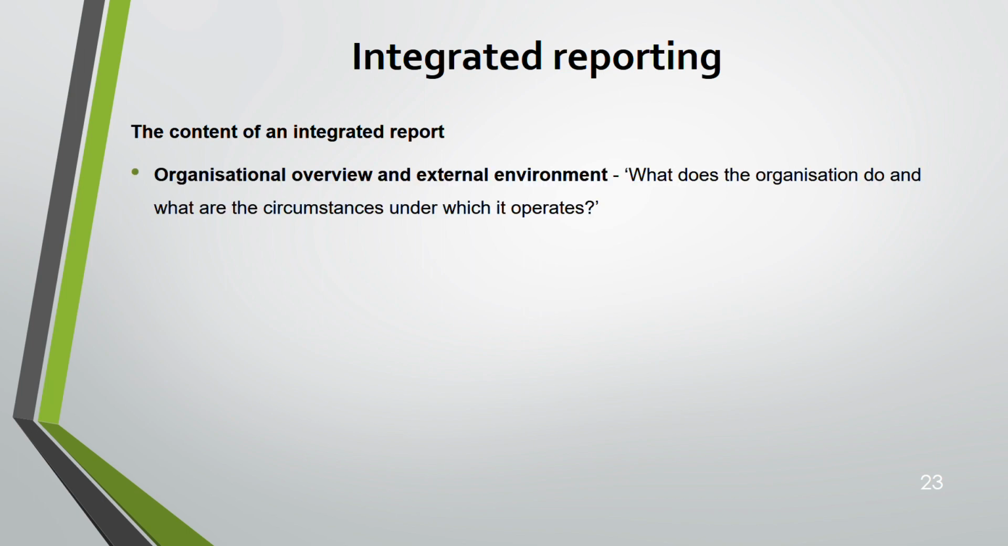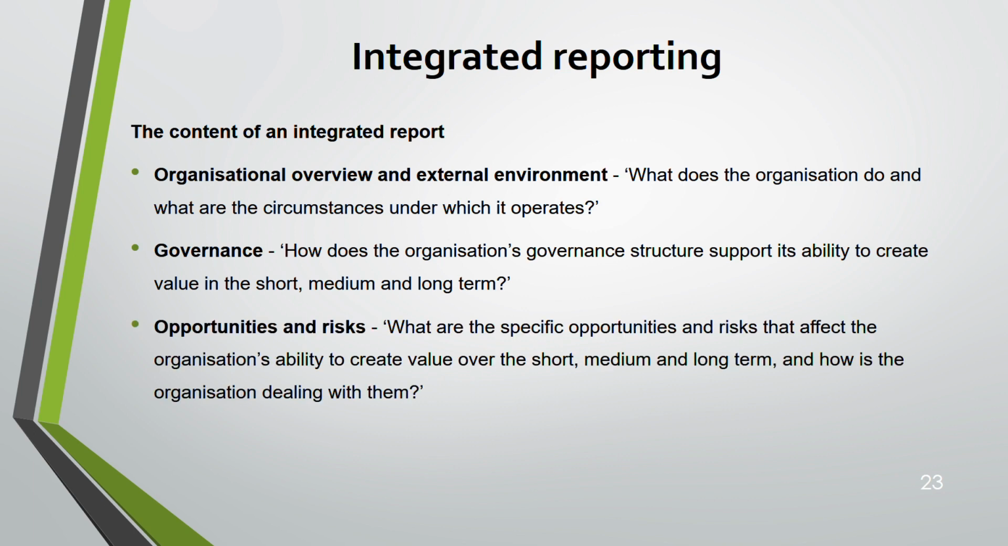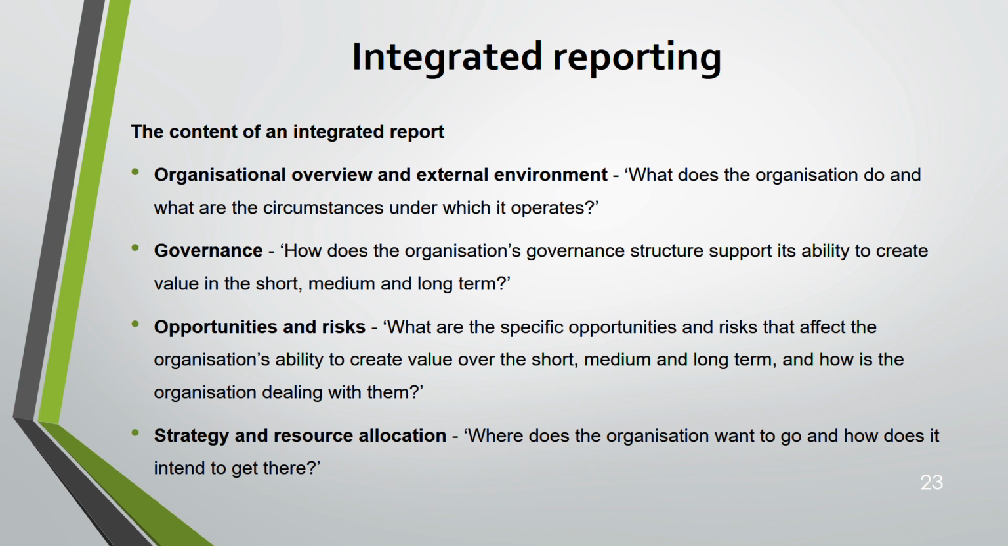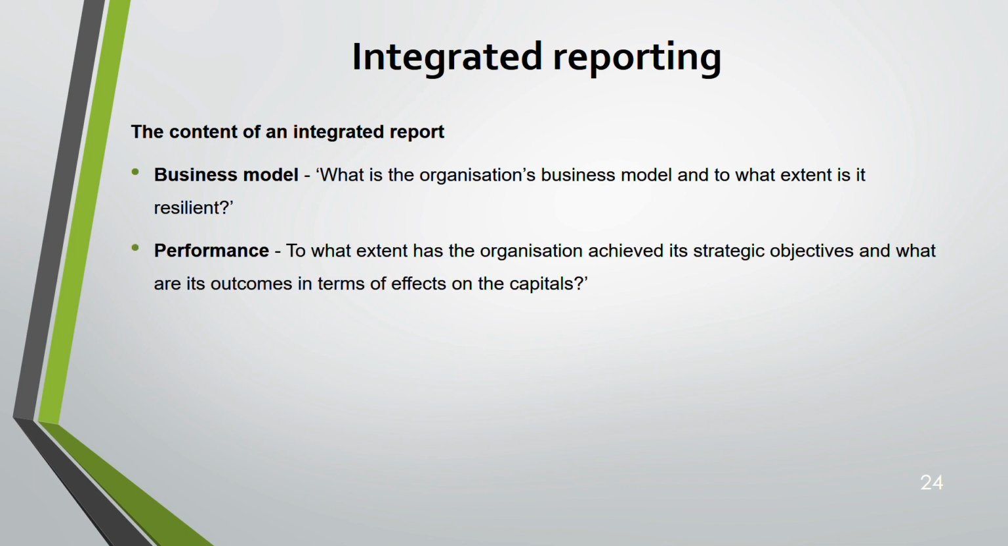So the first content is the organizational overview and its external environment. That means what does the organization do and what are the circumstances under which it operates? What are they currently doing? Second, how are they governed? How are they structured? What is the organization structure? Third, what are the opportunities in the future and what are the risks? And how are they going to manage those risks? What is their strategy and how are they allocating their resources towards it? That means where the organization is today and where it wants to go and how they intend to go there. What measures are they taking? Business model, very important. Every company has a business model. What is your business model? It has to be there in the integrated report. Performance, yes. How much has the organization achieved its objectives?